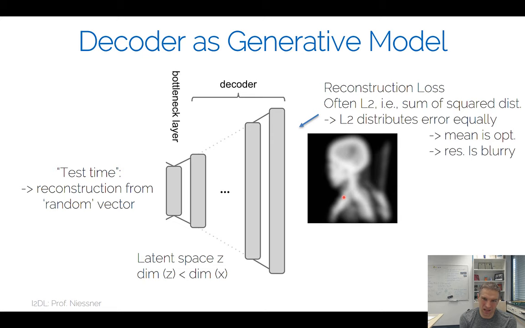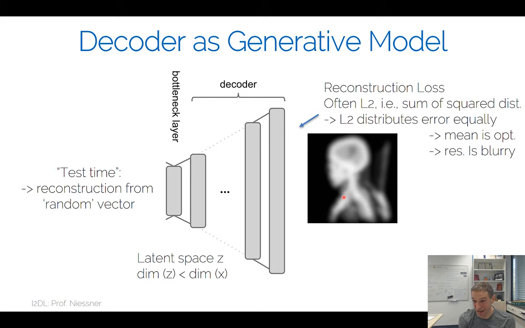L1 loss is a little better in certain ways, but it's still the core concept. If you take the average, you're going to get a pretty good result. And if you have local features, the model from an optimization standpoint will rather choose to average stuff out compared to doing actual fine scale detail.